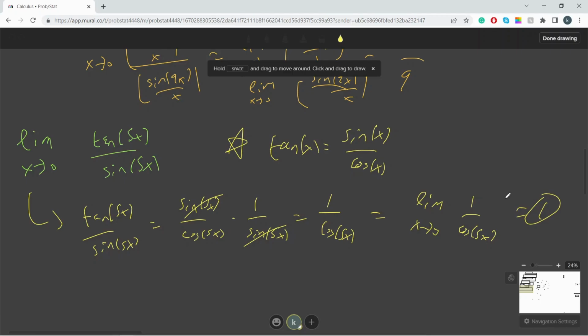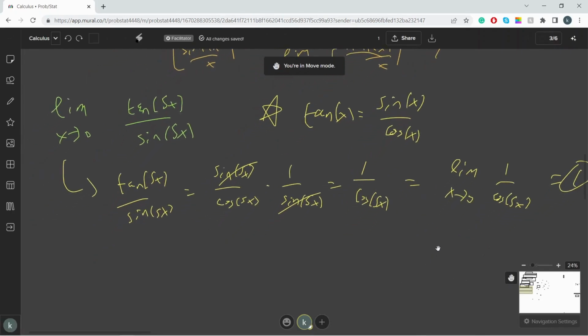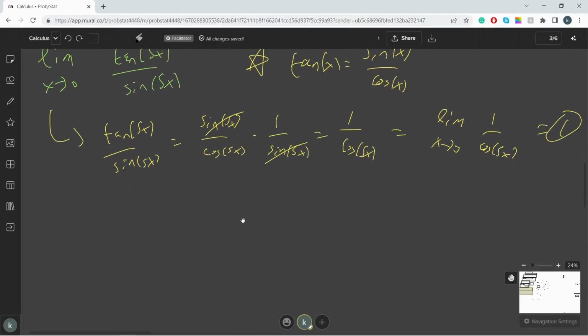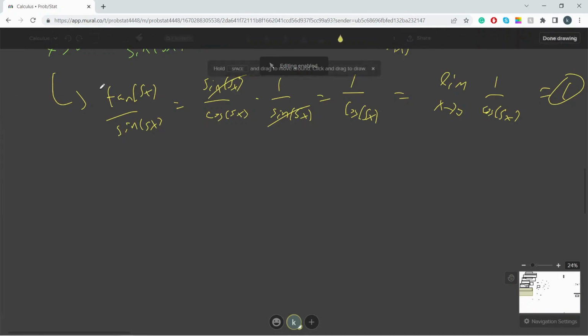So a trick that might come in handy with these trigonometric limits is knowing your trig identities along with knowing the special limits so that you can do the manipulations you need to get the original problem into a form that will make your life a lot easier. All right, so now that we have that established, we can move to the next example.